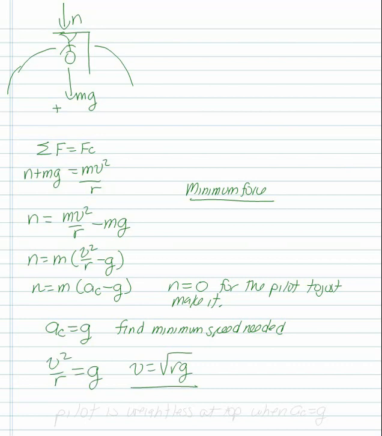Any speed lower than that, and the pilot's not going to make it. And that might cause problems because that might mean the engine will stall. And that causes even more problems. So we use the bottom of the loop to figure out the maximum force. The top of the loop is where minimum force occurs, and we usually use it to determine the minimum speed needed for the trick to succeed. And in this case, when a_c equals g, what's really interesting is the pilot is weightless at the top of the loop.